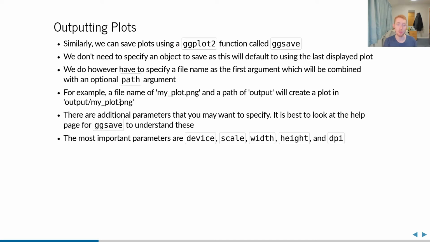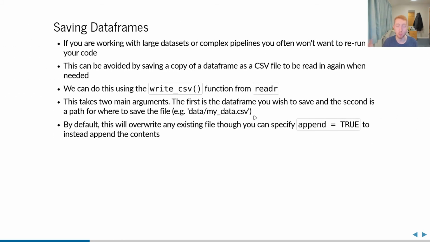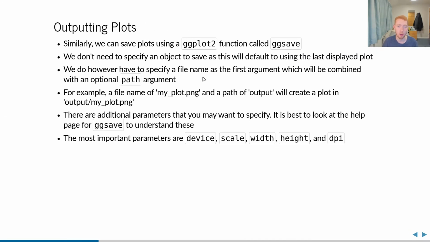We do still have to specify the file name we want to output to, but here's where it gets a bit weird. Whereas with write_csv, we specified the whole file path, so the location of the file and the file name, with ggsave, we split that into two bits. The first argument is the file name itself, and then we specify the path separately using an optional path parameter.